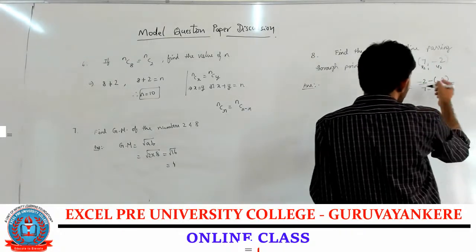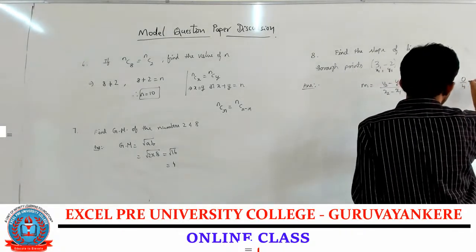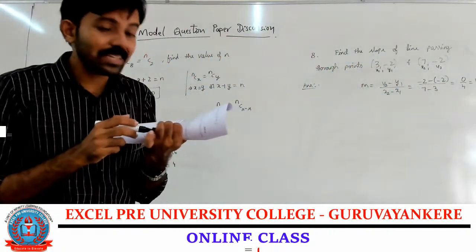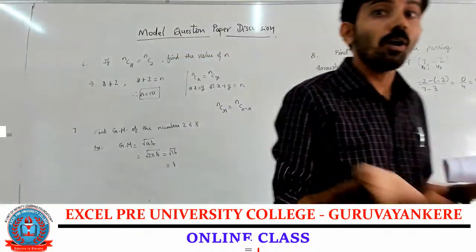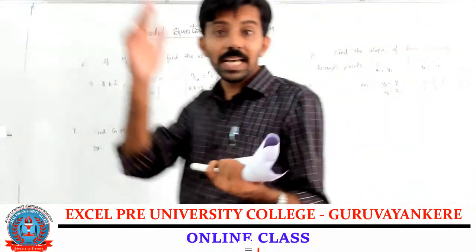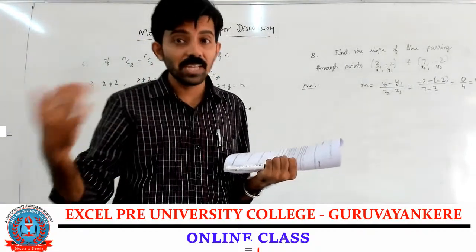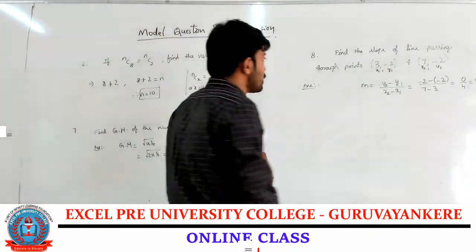What do we get? Minus 2 plus 2 is 0. 0 by 4 is equal to 0. Slope is 0. Numerator is 0 means the ratio becomes 0. If the denominator is 0, the ratio becomes infinity. A by B becomes 0 if A is 0. A by B becomes infinity if B is 0. Remember that.